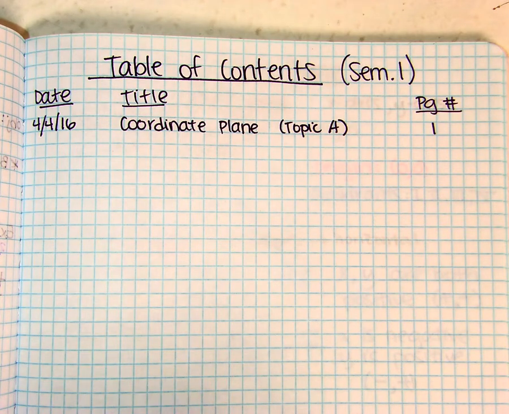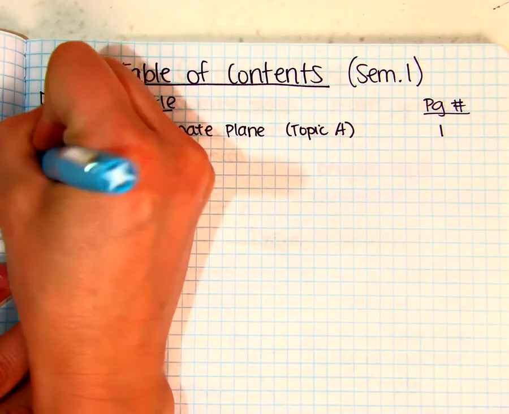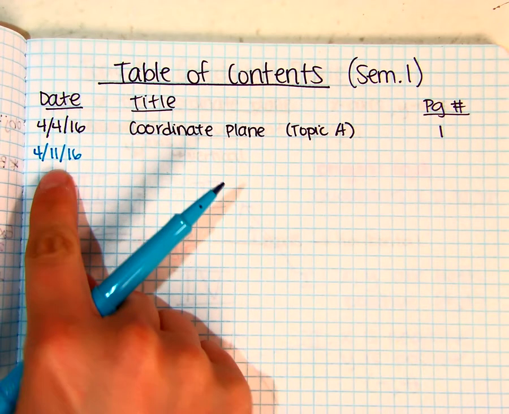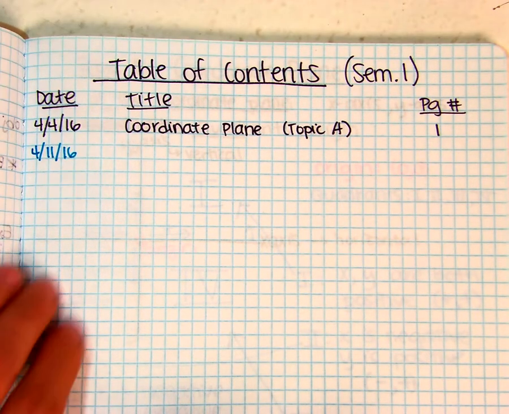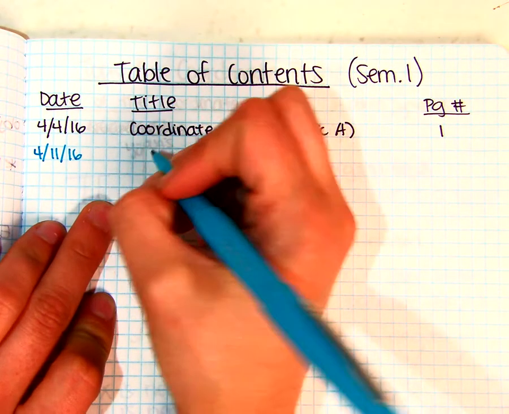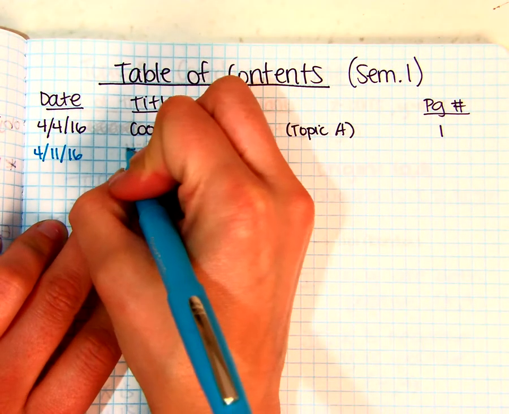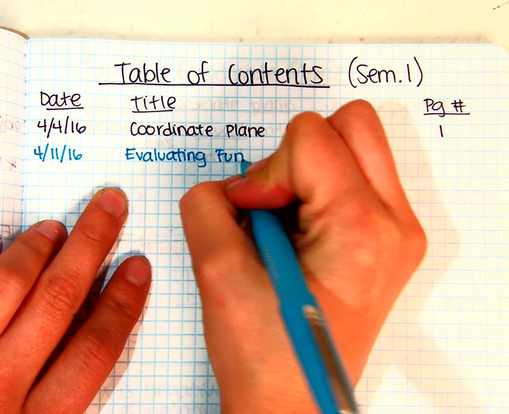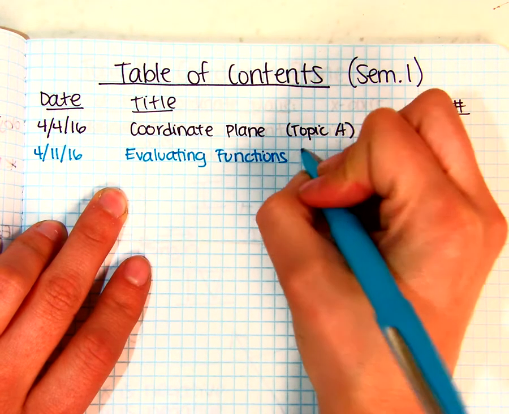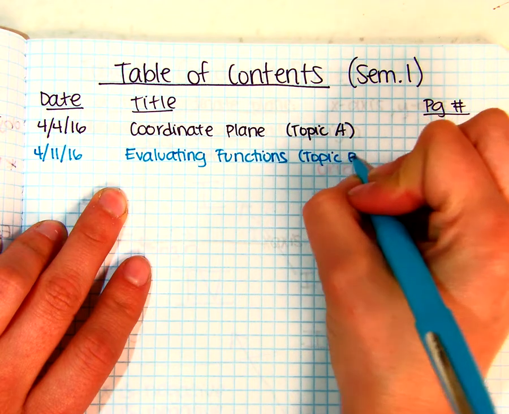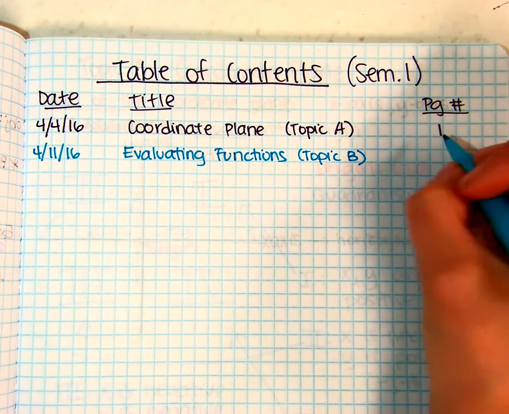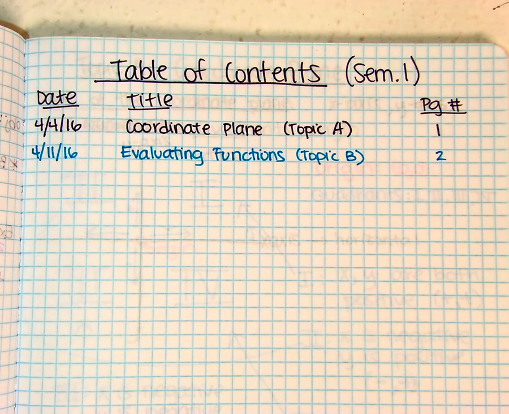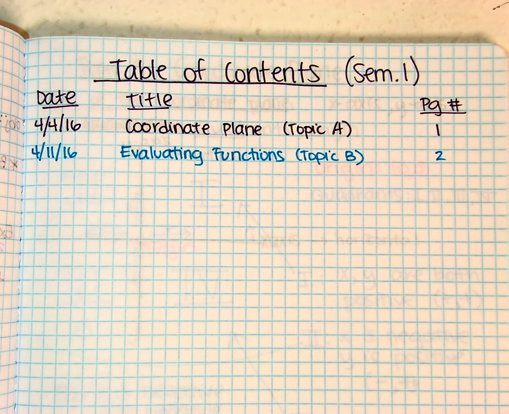Alright, so today you should be starting on our next topic. If you're a little ahead, then your date might be different than mine, but it should be April 11th. And our title today is going to be evaluating functions. This is topic B, and we are going to be on page 2 in my notebook. You might be on page 3. Make sure you take time to pause the video and add this to your table of contents.